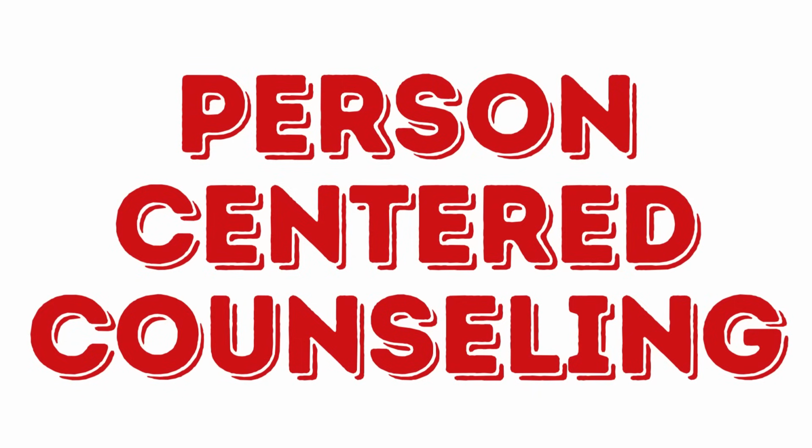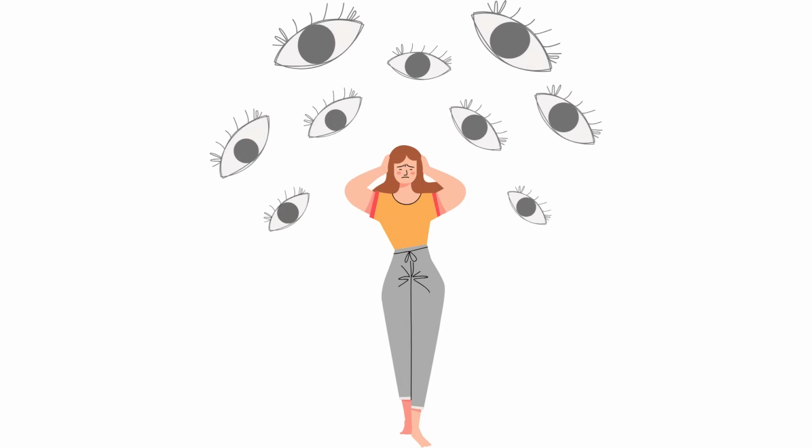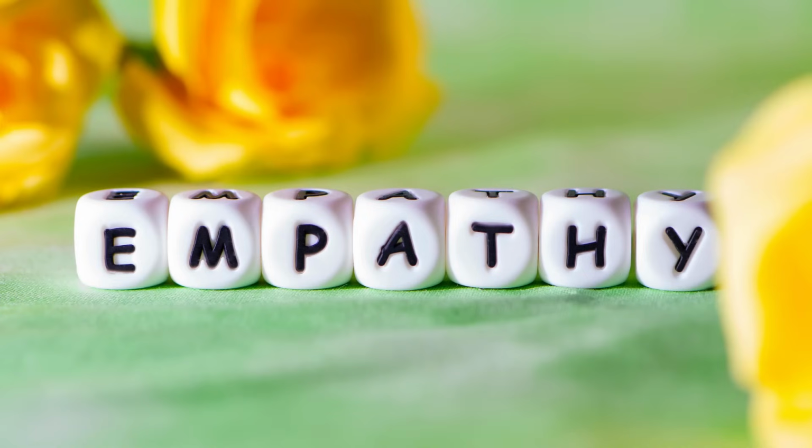4. Person-centered counseling. This model, developed by Carl Rogers, focuses on creating a supportive and non-judgmental environment where students feel valued and understood. It emphasizes the importance of empathy, unconditional positive regard, and congruence. Example: a counselor uses a person-centered approach to help a student experiencing family issues. The counselor provides a safe space for the student to express their feelings and works collaboratively to explore solutions.